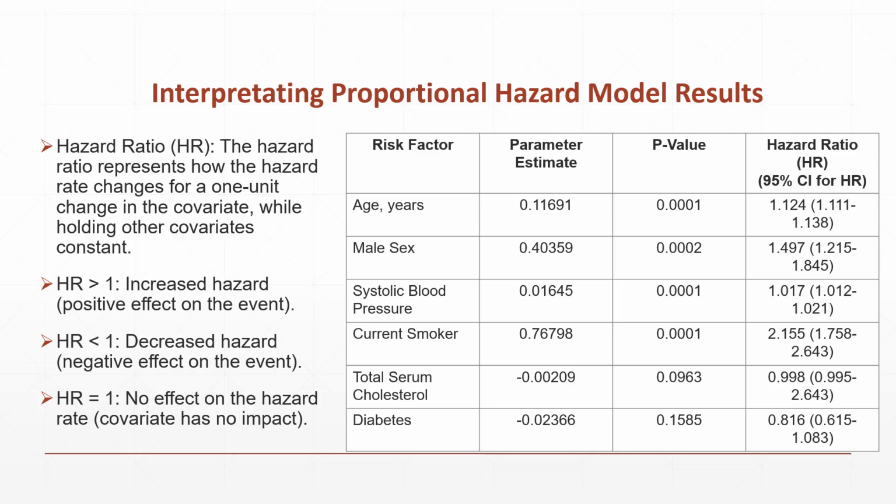Conversely, if the hazard ratio is less than 1, it suggests that there is a decreased hazard. This means that the covariate has a negative effect on the event, reducing the likelihood of its occurrence. Finally, if the hazard ratio is equal to 1, it indicates that there's no effect on the hazard rate. In this case, the covariate has no impact on the event of interest.